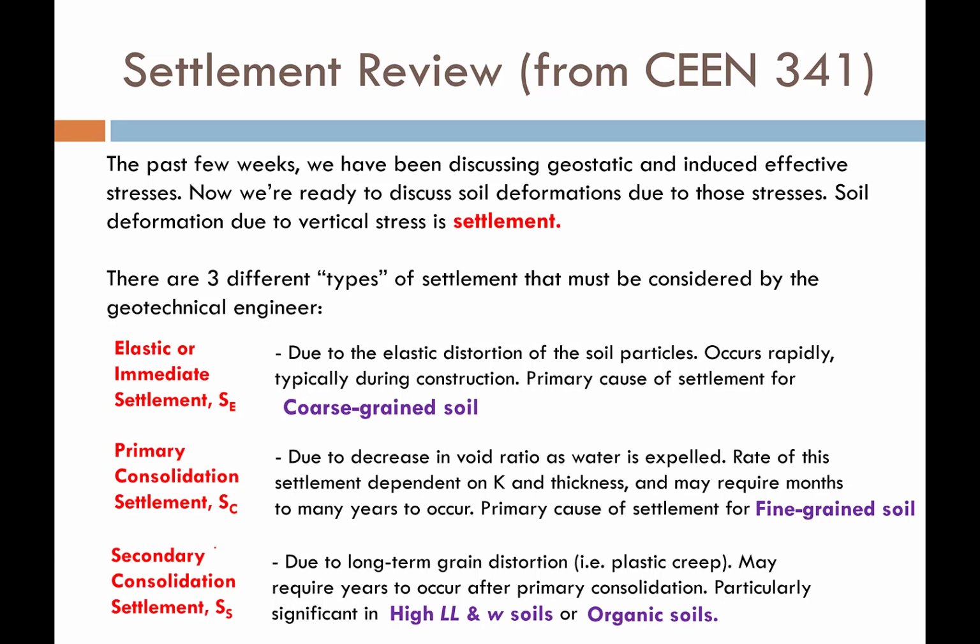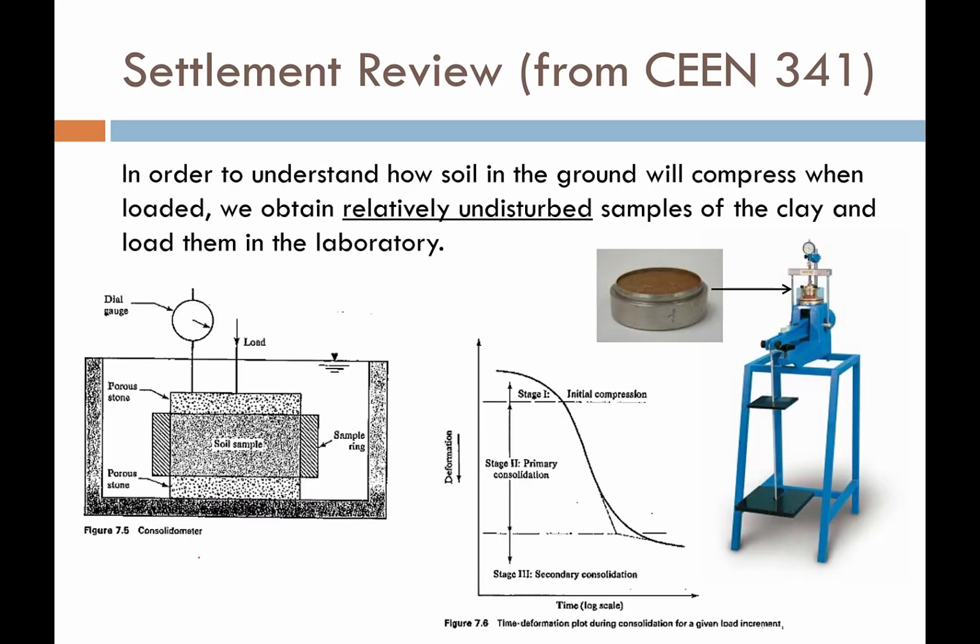So these are our three types of settlement: elastic settlement, primary consolidation settlement, and secondary consolidation settlement. So we're going to blast through each of these just as a review. Well, actually, I'm not going to talk about the elastic settlement in this lesson. If you're interested in that, go back and find my elastic and consolidation lesson in the 341 class. What I want to do is dive straight into primary consolidation and do a review of that.